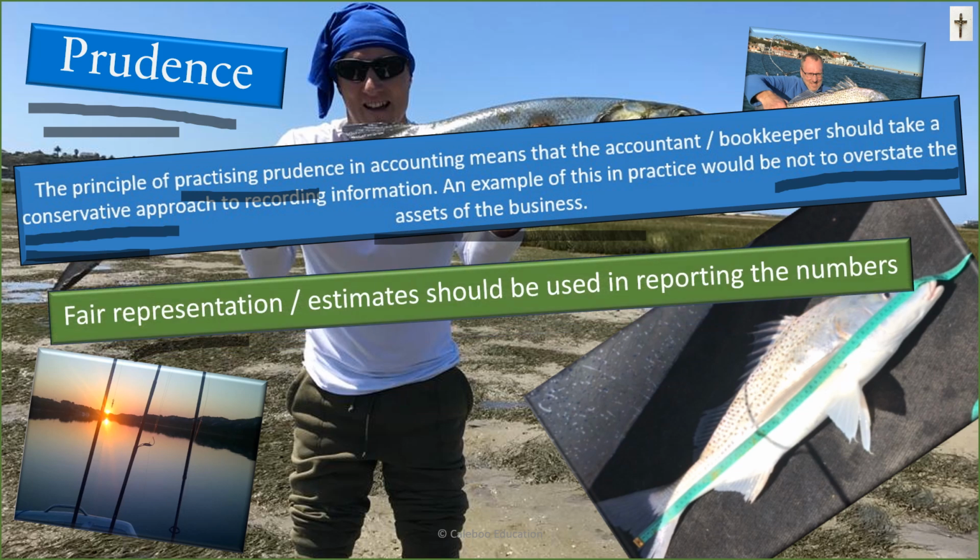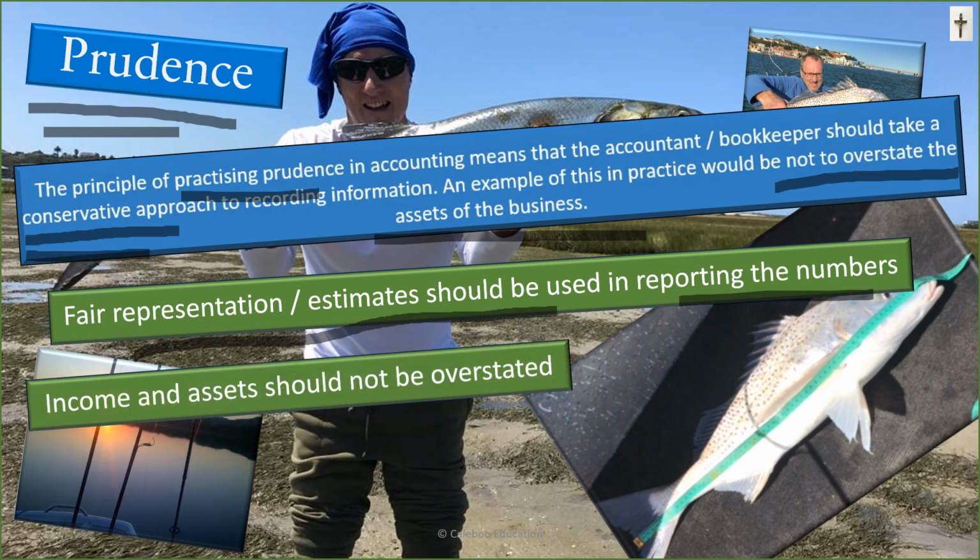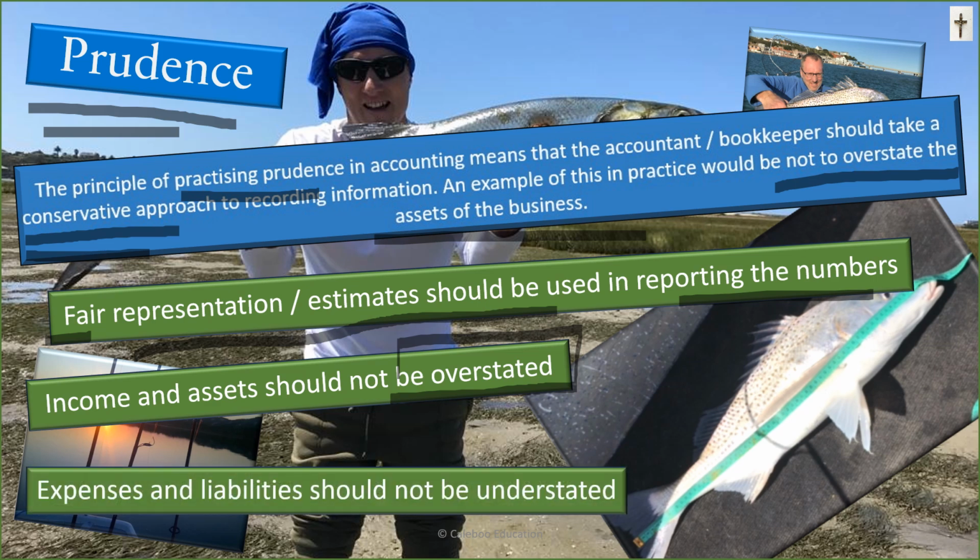Prudence enables the bookkeeper to fairly represent or estimate the numbers in the books. In order to fairly represent the numbers, income and assets should not be overstated or exaggerated. Expenses and liabilities should not be understated. If the numbers aren't represented accurately, the financial position and the financial results can be very misleading. So the principle of prudence is saying take the conservative approach when recording transactions.